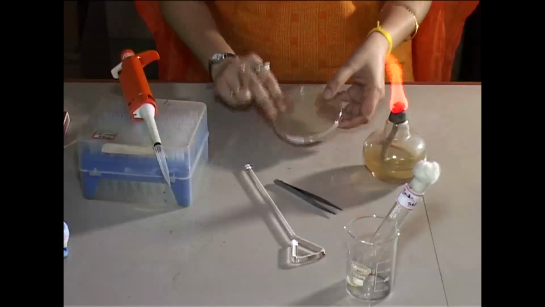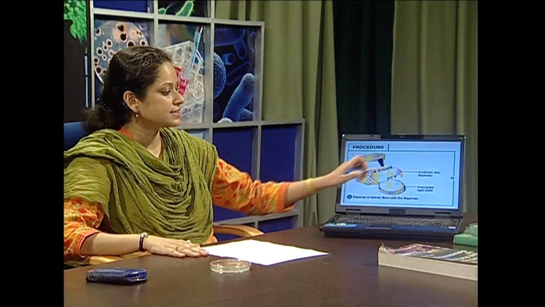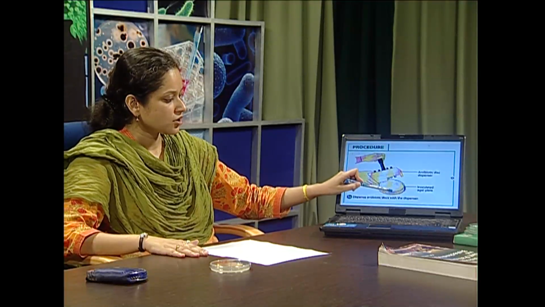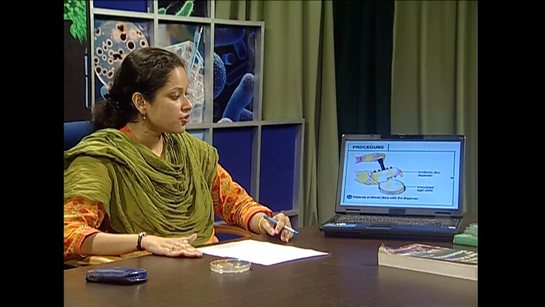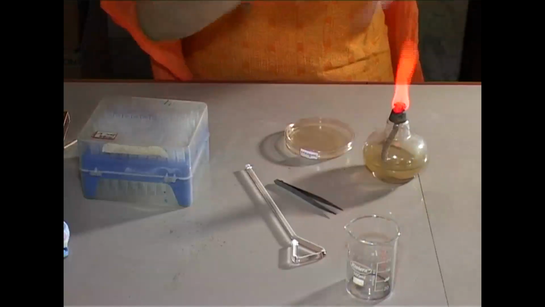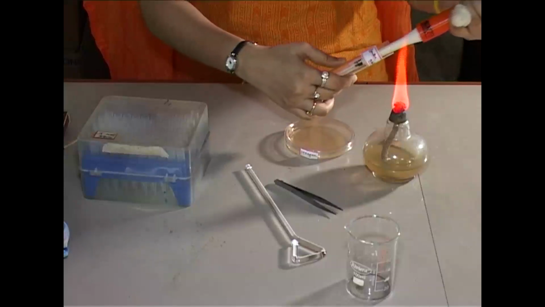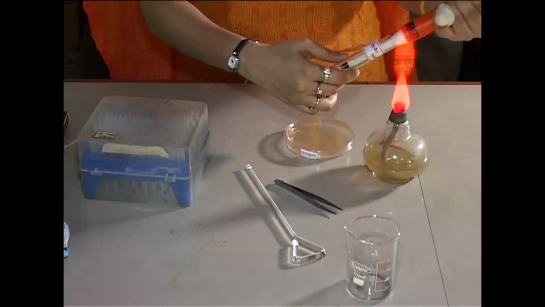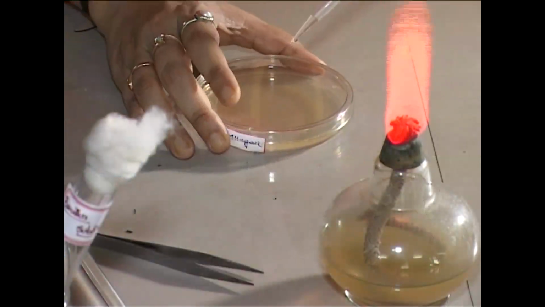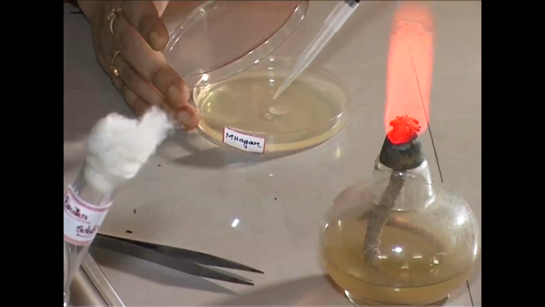We first take a Petri plate like I have over here, and then with the help of an antibiotic disc dispenser, we dispense the antibiotics on the surface of the agar plate. Now before we dispense the antibiotics on the surface of the agar plate, we first need to inoculate the bacteria, the pure culture of bacteria, against which we want to perform the antibiotic resistance test. We spread the bacterial inoculum of the pure culture on the surface of the agar plate.